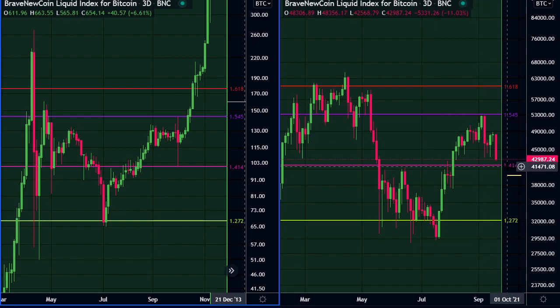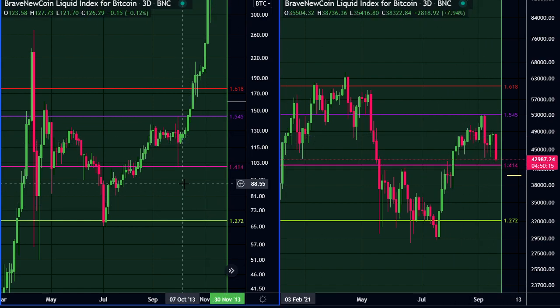And this 1.414 level is at 41,750. This is the Brave New Coin Liquid Index for Bitcoin. It doesn't show the current day's price. So actually we did drop down here to this 39.8 level, and we have pushed back up to that 42 area currently. So we did come down below this 1.414 level slightly, but now we are around the 1.414 level.